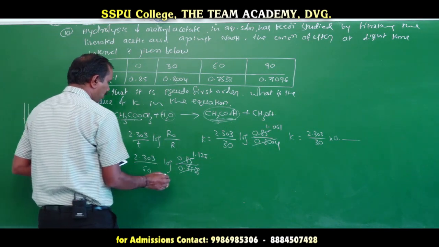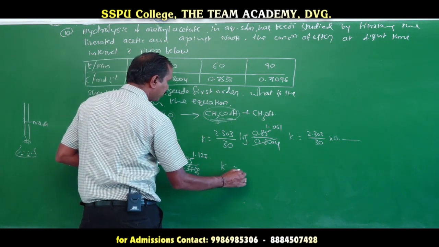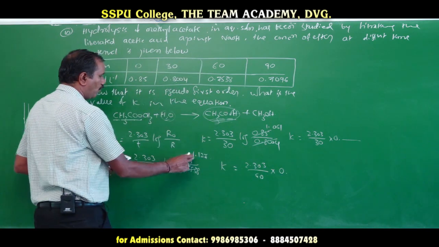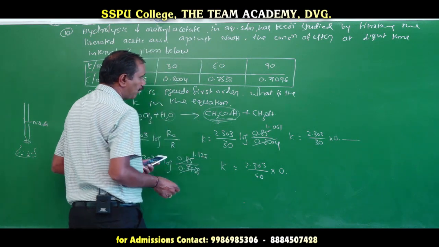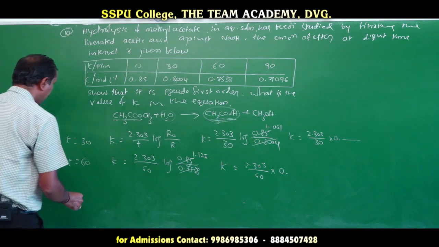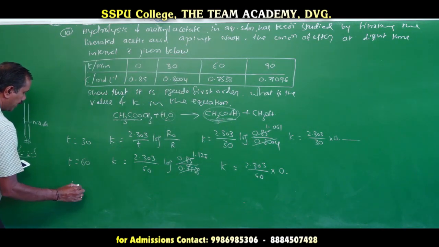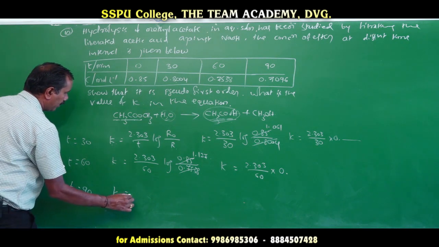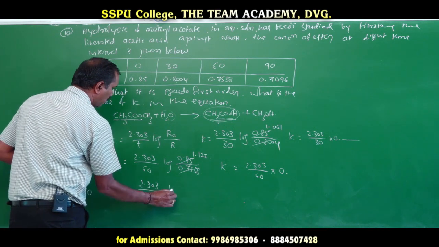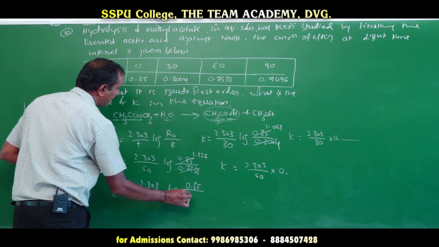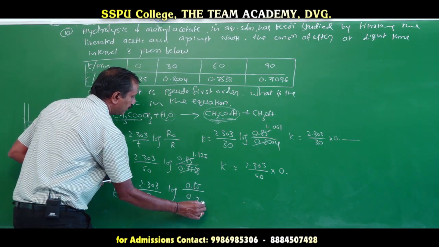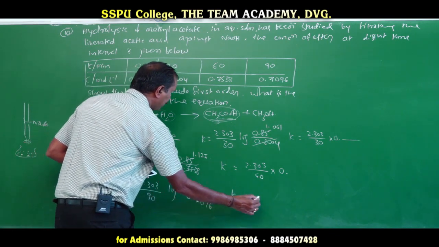So with 1.127, K equals 2.303 by 60 into log 1.127, where the characteristic value is 0. 11 under 2, mean difference 7, how to check. That value we'll see for the K value. Then at T equals 90, K equals 2.303 by 90 into log of initial concentration 0.85 divided by the ester left at the 90th minute, 0.7096.